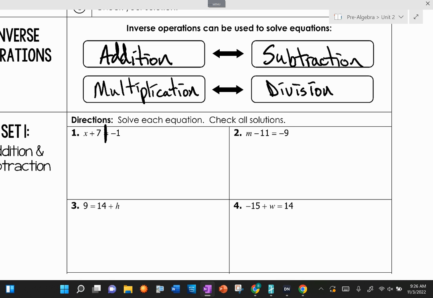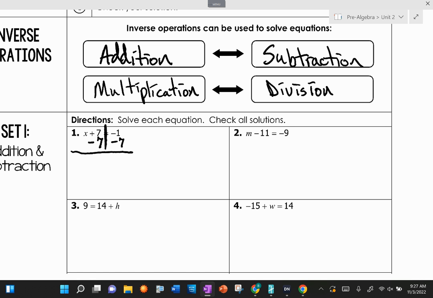Yeah, so what is the inverse of adding? Okay, subtracting. So instead of add 7, we're going to subtract 7 from both sides. Always both sides. Okay, then I'm going to draw my little equal bar right there. And now I'm just doing vertical math.